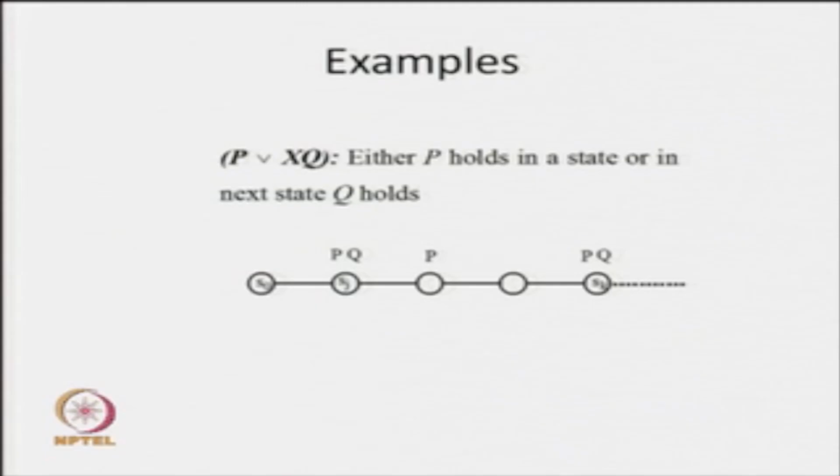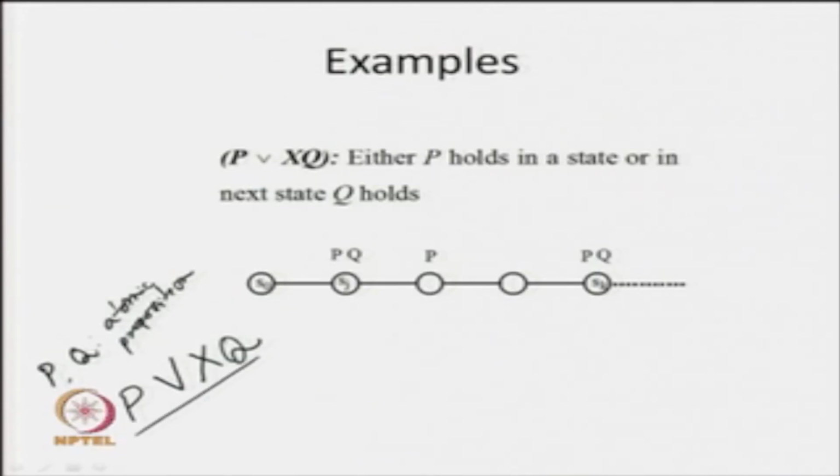Now, another example you see is P or X Q. Again, similarly we have P and Q as our atomic propositions. So P is an atomic proposition, therefore P is a temporal formula. Q is an atomic proposition, so Q is also a temporal formula. X is a temporal operator, next state, so X Q is a temporal formula. These two temporal formulas are connected by this OR operator, so this is also a temporal formula. Now, we are going to look for the truth values of this particular temporal formula.